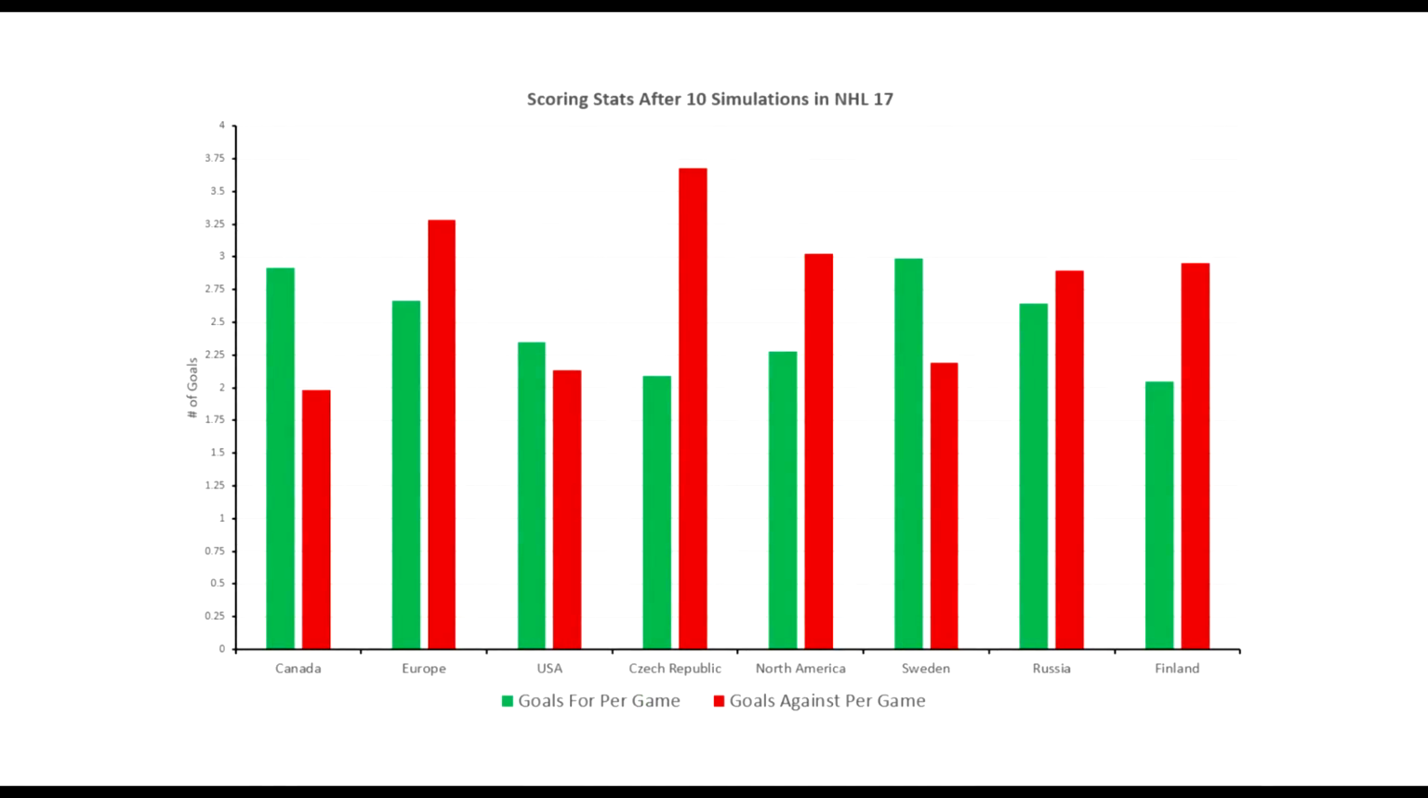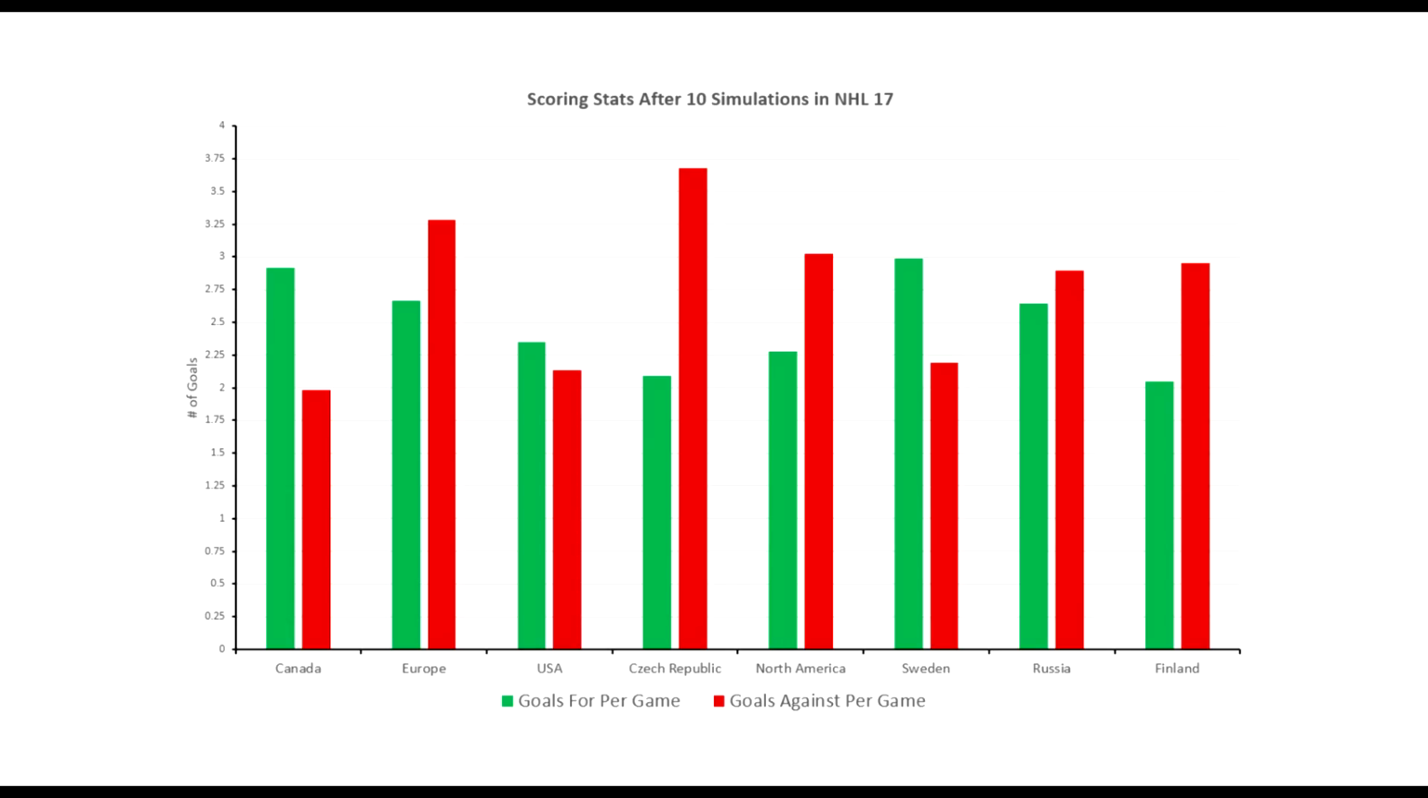So our second graph, we have the scoring stats. We have goals for and goals against. And this is just an average over the 10 tournaments for each team. And of course, you want to be positive. You want to have more goals than goals against. And the only 3 positive teams were the teams that won the most tournaments. So Canada, USA, and Sweden.